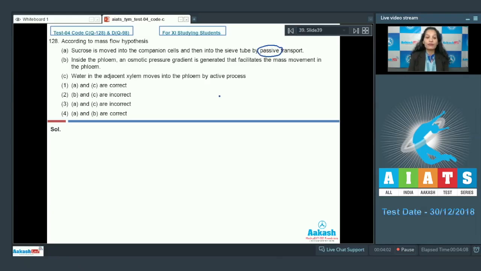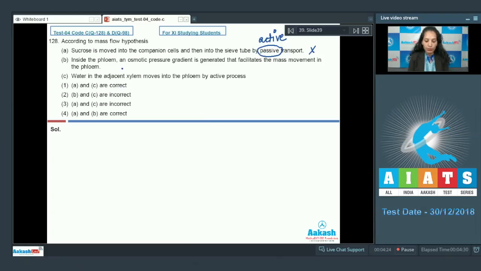During the loading of the phloem, according to the mass flow hypothesis, sucrose is moved into the companion cells and then into the sieve tube by active transport. Loading and unloading of the phloem are both active processes, not passive. So this statement is incorrect.